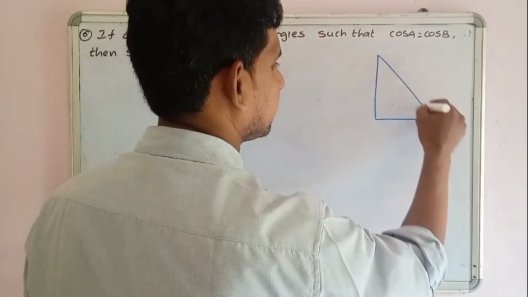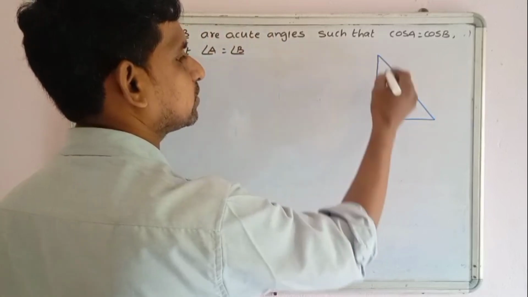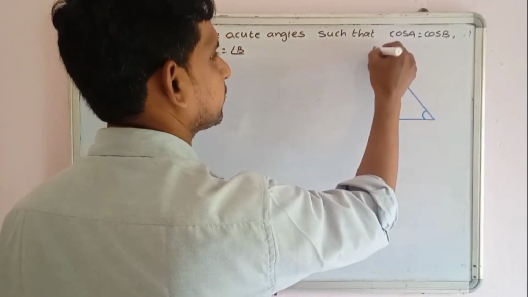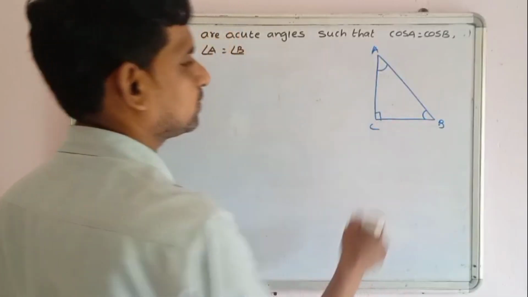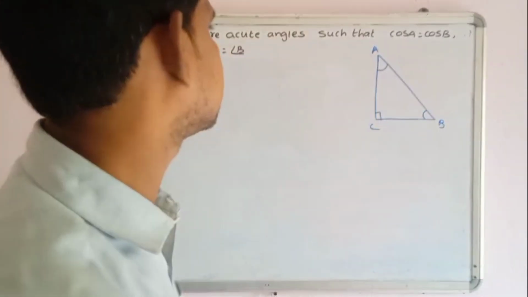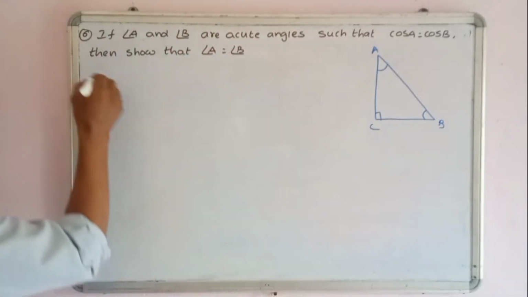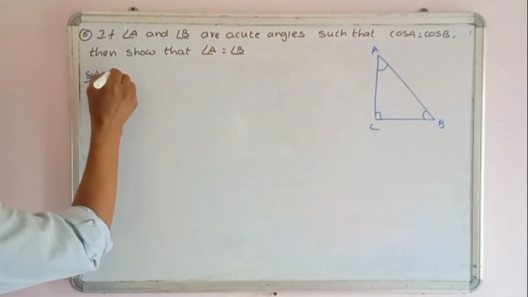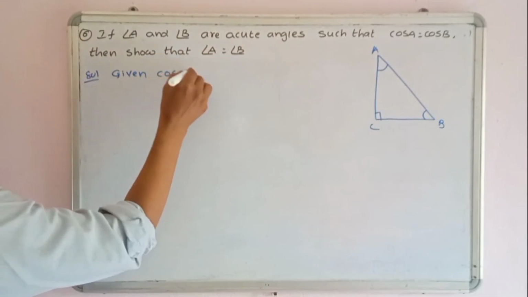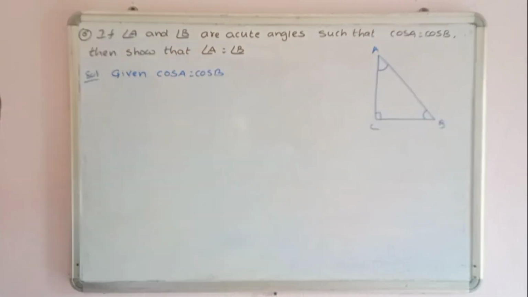Angle A and angle B are acute angles, meaning less than 90. So for a right angle, the remaining two angles sum to 90. So A, B, C. Okay. Angle C is 90, angle A and angle B are acute angles. Okay. See, given cos A equals cos B.